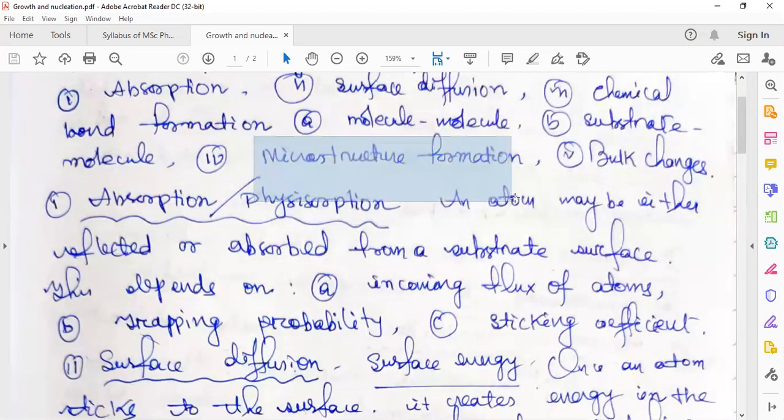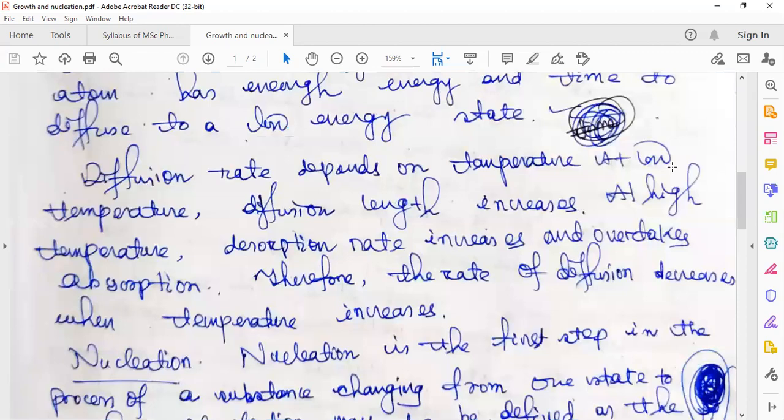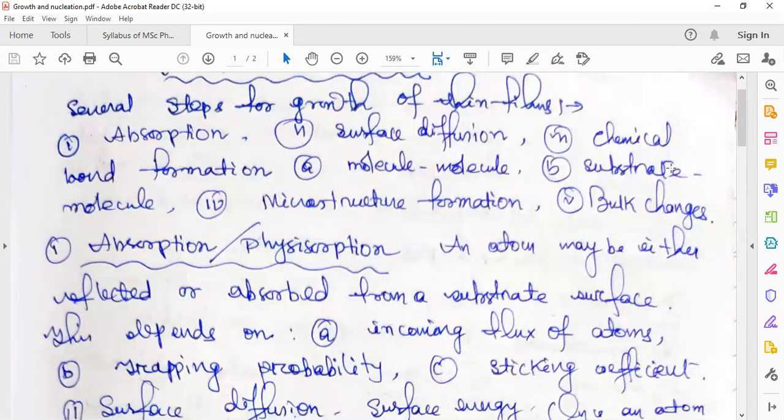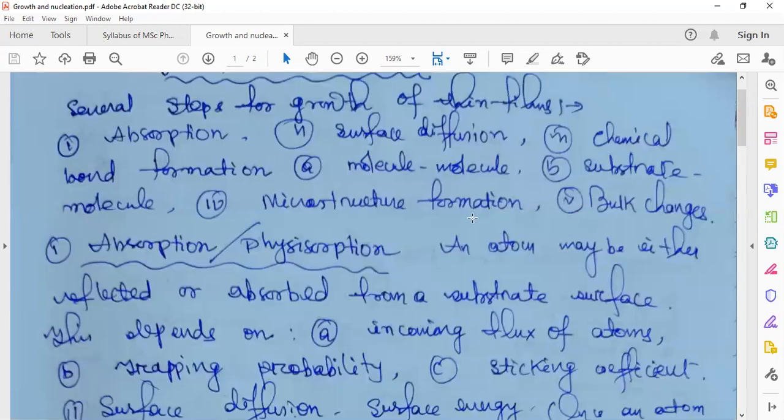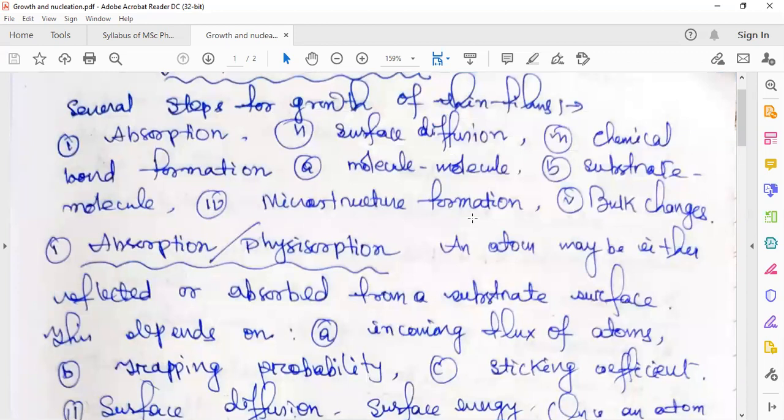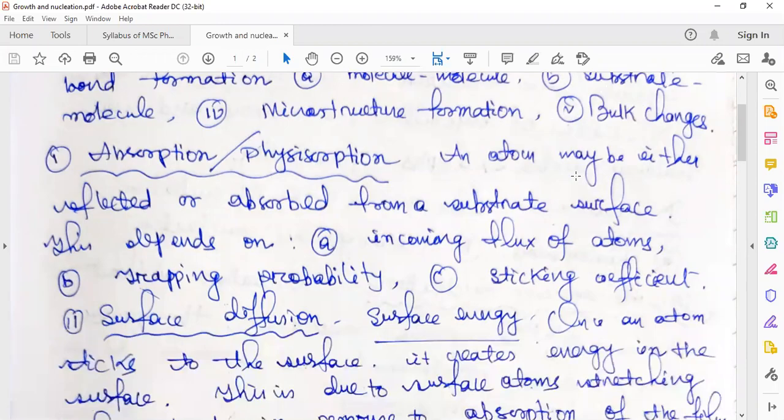And then microstructure formation means the formation of the thin film itself, the final formation of the thin film. And then the bulk changes refer to what happens after the thin film is formed, maybe because of temperature or because of enough growth time. If the growth time is more than required, then what happens? That is the bulk changes after the formation of the thin film.